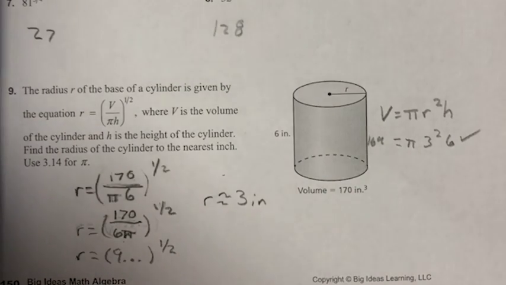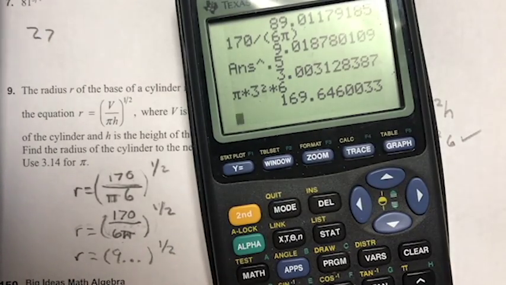All right. So that's it for this video. Like I said, this can be really, really easy or really, really hard, all depending on one simple thing, your calculator and being able to use it.